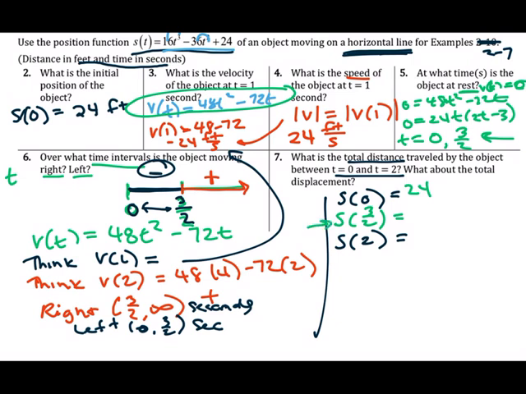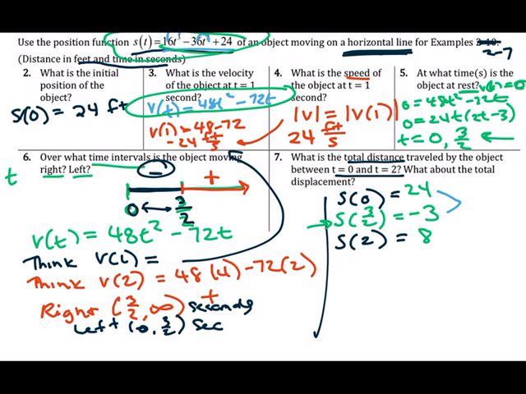To find the position for 3 over 2, we need to plug 3 over 2 into this position function. And to save you time, I know that you could work this out on scratch paper. 3 over 2 to the third times 16 minus 36 times 3 over 2 plus 24. To save you time, I'm going to tell you that that gives you negative 3. And similarly, if you plug 2 into this function, you get 8.